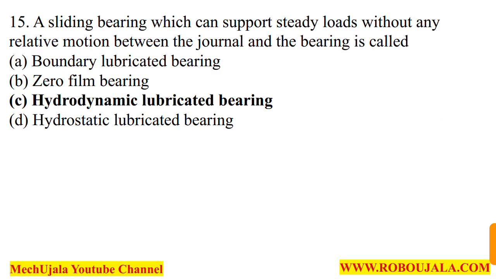And now the last question they are asking, a sliding bearing which can support steady loads without any relative motion between the journal and the bearing is called. So for this question option number C is the correct option. Hydrodynamic lubricating bearing can be used for this question. So option number C is the correct option for this question.